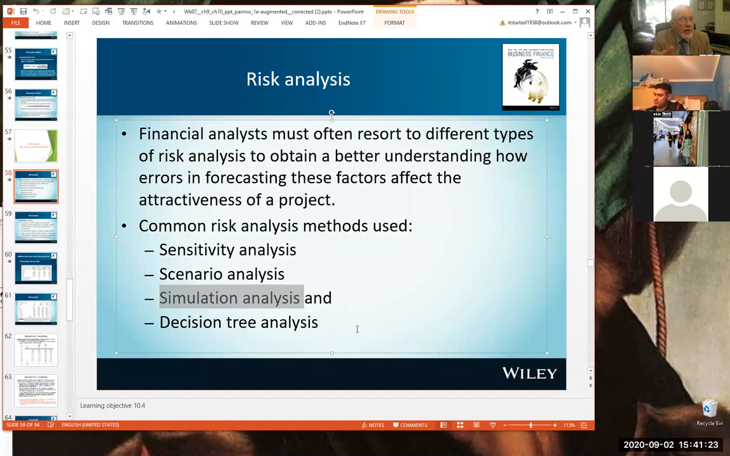And in the end, the computer says, yep, after running 10,000 random scenarios, this appears to be the average result. This appears to be the span of uncertainty. And a lot of people put a lot of faith in the outputs of this Monte Carlo simulation, the simulation analysis.